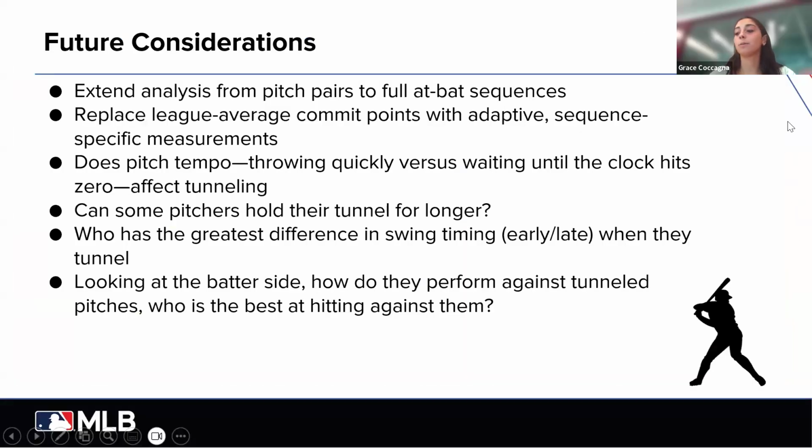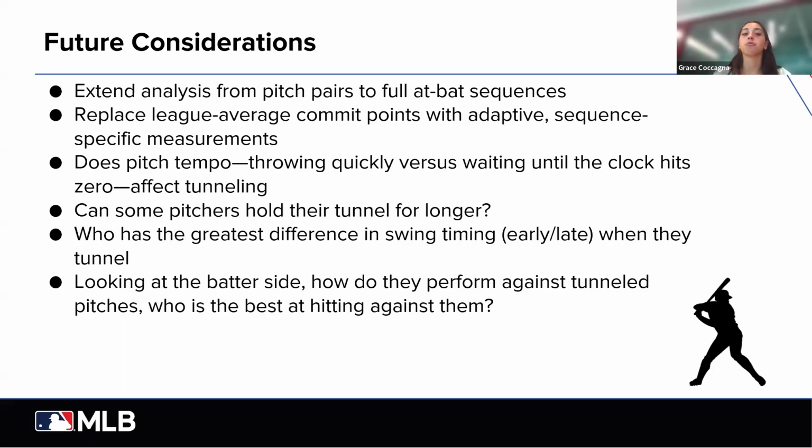So now looking at some future considerations I had if I had more time to do this analysis, I think one thing that I would look into would be extending the analysis from pitch pairs to full at-bat sequences. So in other words, right now I'm looking at 2 consecutive back-to-back pitches, but I would be interested to see if I could expand this to maybe looking at the first and third pitches in a sequence, or maybe the fourth, fifth, and eighth pitch. Just seeing how often within that at bat a pitcher is tunneling.